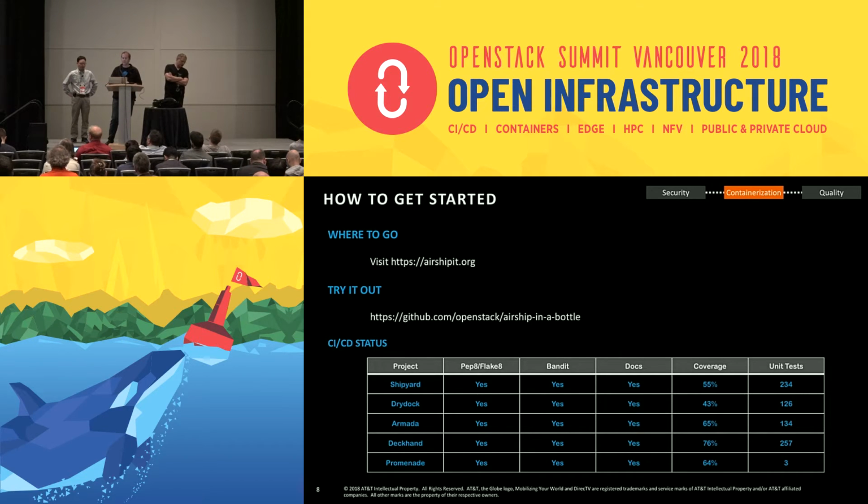With a single VM, you can launch the entire stack, including a functioning OpenStack installation that can provision its own VMs, and then you can kick the tires on the lifecycle management. And there's also a CI/CD status table up on the screen. The reason that this is worth highlighting is to show that these projects are real. They're in use. They have tests. They have significant coverage. They're far from vaporware.